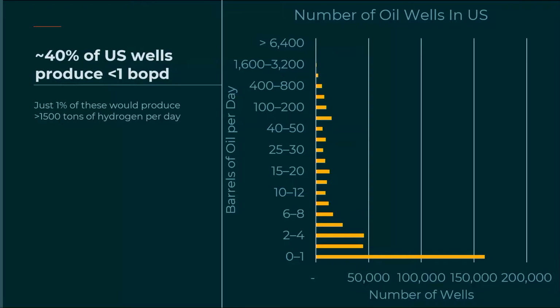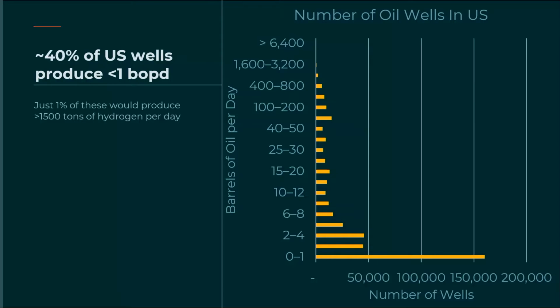So if we look at the wells in the United States, 40% of all US wells produce less than 1 barrel of oil per day. So they're very uneconomical. A lot of the oil and gas operators are producing them just so that they can retain the leases, hoping that at some future time, there's some innovation that allows them to more efficiently extract that oil out of the ground.